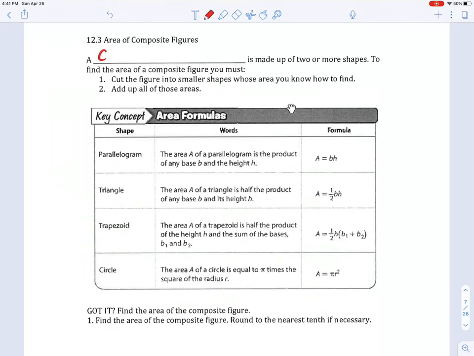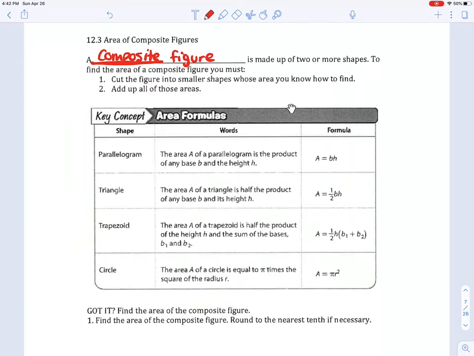A composite figure is made up of two or more shapes. If you think of the word composite or compose, it's two things put together, two or more things combined. So to find the area of a composite figure, you're going to do two things. One, cut it into figures that are smaller or things that you have equations for.